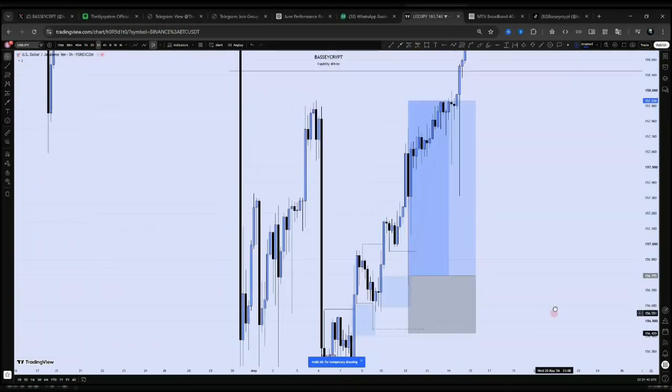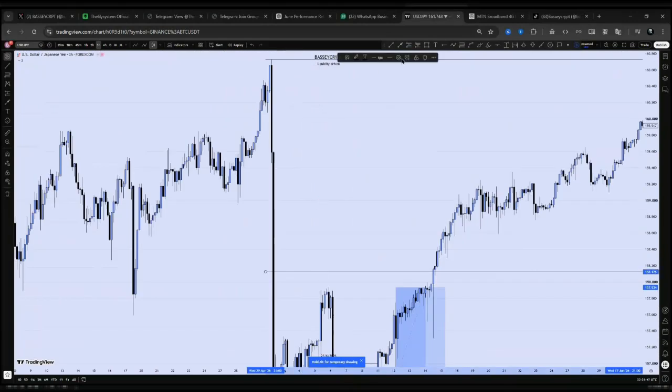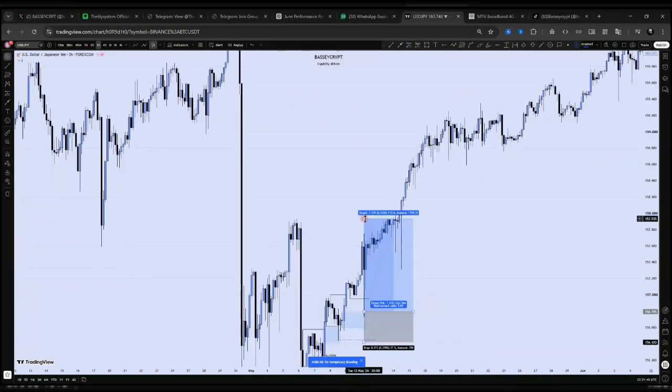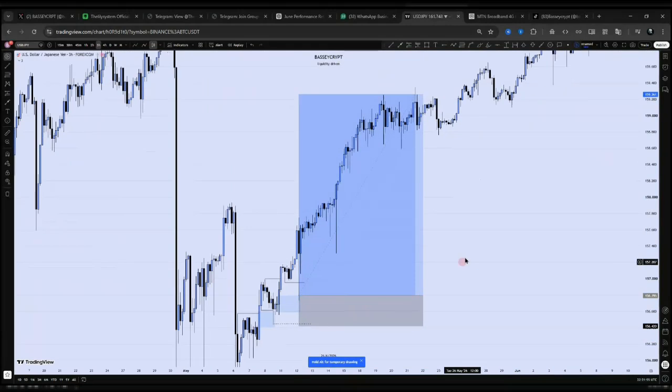However, I'm taking my TP at the psychological level, at the supply area. My normal is 1:5 or 1:6. Consider this a clear risk-reward setup. So you can clearly see this is how it works.